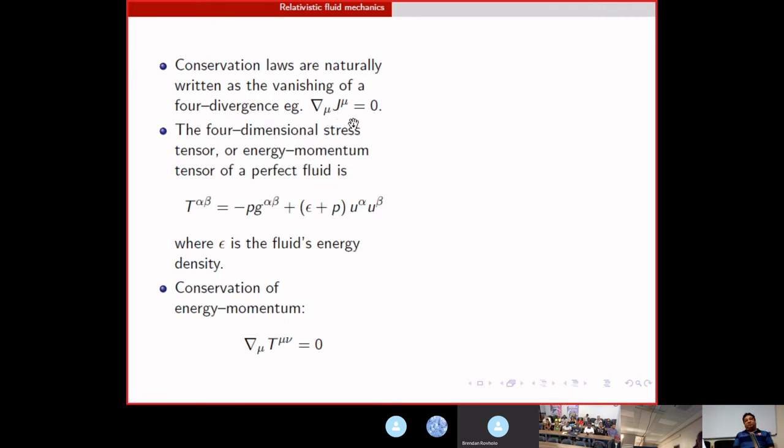Conservation laws can naturally be written as the vanishing of the four-divergence. So we'll have this form of a contraction, nabla mu, j mu equals zero. And the stress tensor of a perfect fluid in relativity is written in this form. You can see there's a pressure and there's a metric instead of the old Kronecker delta. But of course, the energy density epsilon now plays a role. Okay. So these indices, alpha and beta, will run from 0 to 3. 0 is time, 1, 2, and 3 are the three spatial coordinates. So one can very naturally extend the old Cauchy stress tensor to a relativistic system. And here, conservation of energy momentum simply follows from the vanishing of the four-divergence of the stress tensor. So you're getting both of the old conservation laws in this very nice and compact equation.